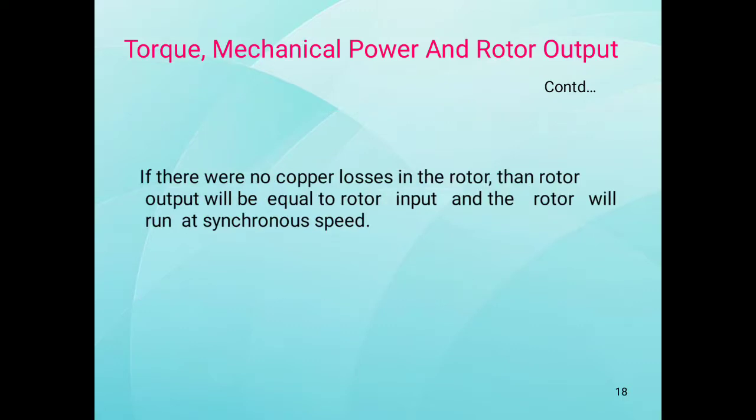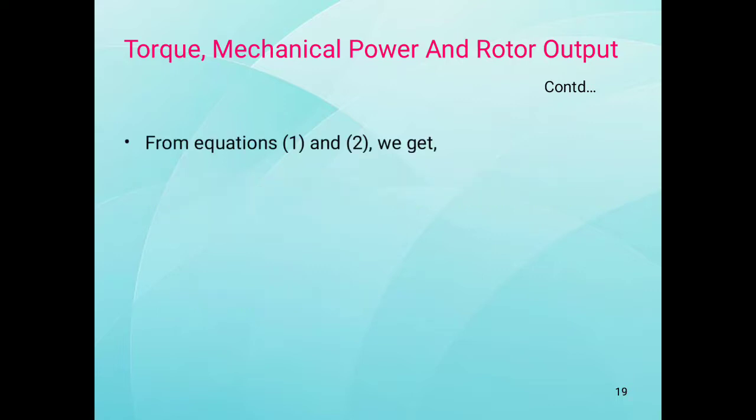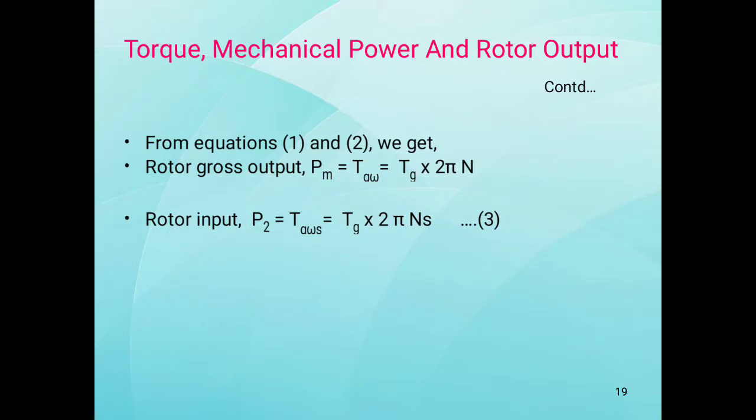If there were no copper losses in the rotor, then the rotor output would be equal to the rotor input, and the rotor would run at synchronous speed, that is, Tg is rotor input P2 by 2 pi ns. From equations 1 and 2 we get rotor gross output Pm equal to Tg into omega, actually Tg into 2 pi n. Rotor input P2 is equal to T omega, that is Tg into 2 pi ns.